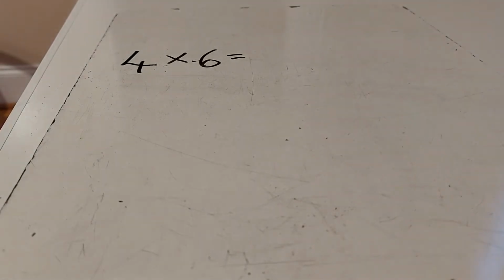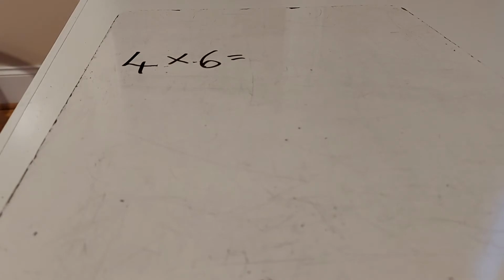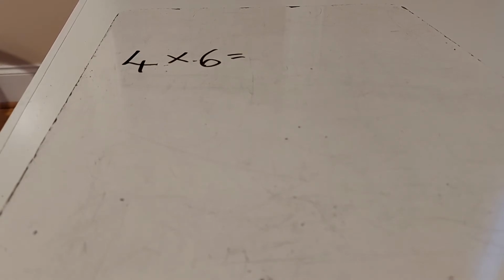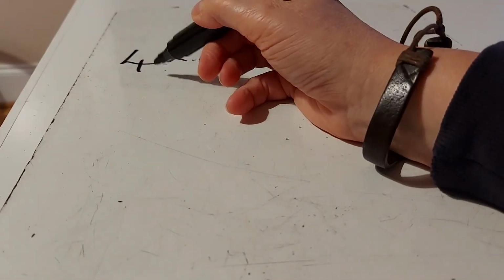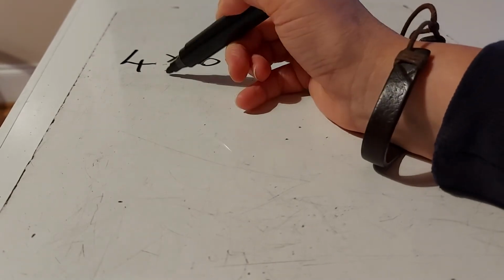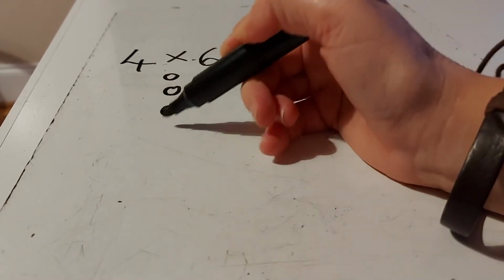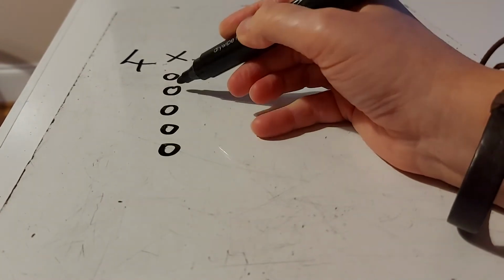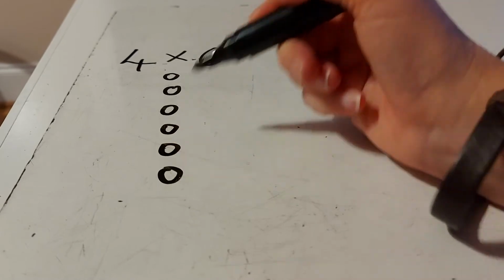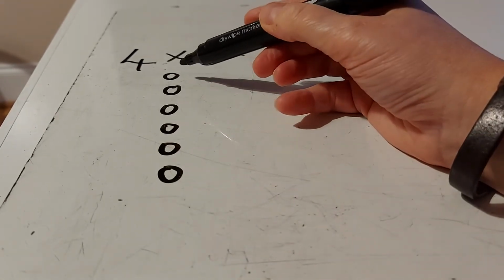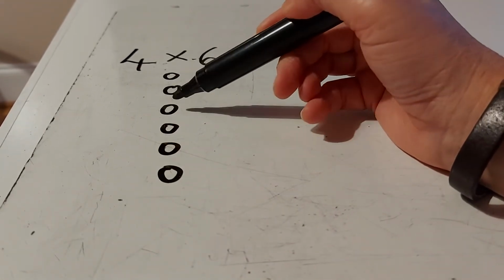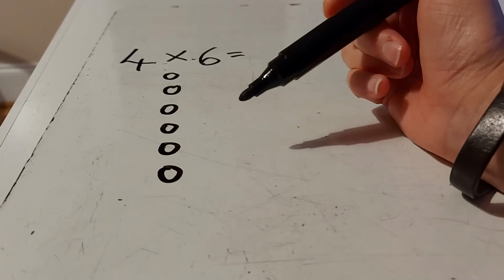So in order to do this, we can draw an array. Now, some of you might know the answer to that already, and you might not need to use arrays. That's absolutely fine. But some of you might need to use arrays. So because it means 4 lots of 6, I am going to draw, first of all, 1 lot of 6. Now I'm going to do this as quickly as I can, so I'm just going to draw circles. So let's just double check. 1, 2, 3, 4, 5, 6. So I've drawn 6 circles.